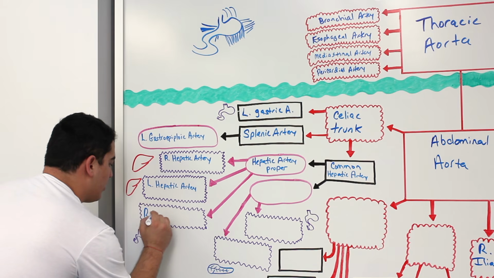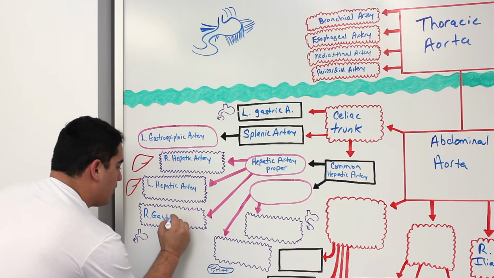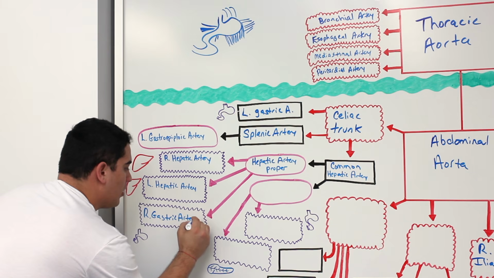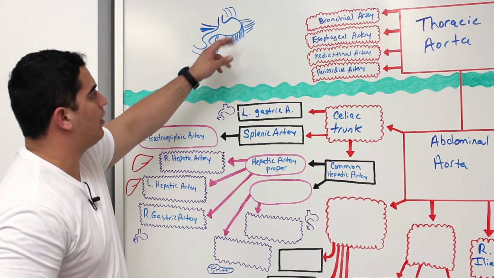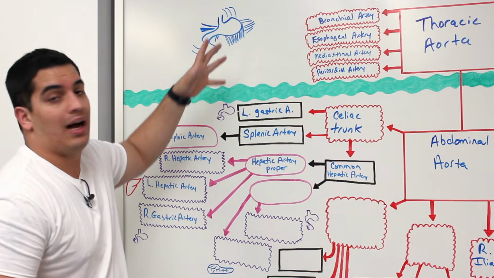So, right gastric artery. And again, the right gastric artery is also going to be supplying the stomach, more along the lines of the pylorus and the part of the stomach called just the body.